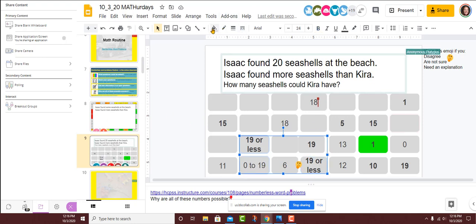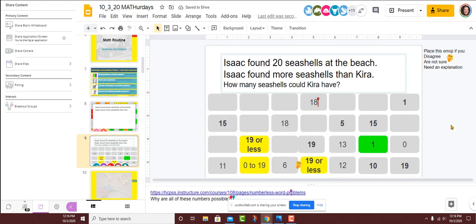If you were one of the people who have it in yellow, I invite you to turn on your microphone and share with us what this means, and why isn't it just one number? This is Jerry. I was just thinking of the range of possible numbers. And what does range mean to you? The maximum amount of seashells down to the minimum amount of seashells.